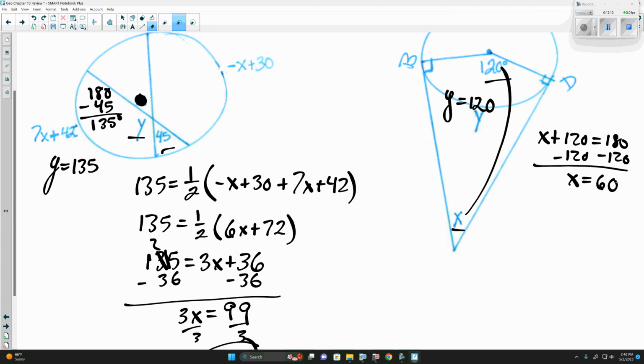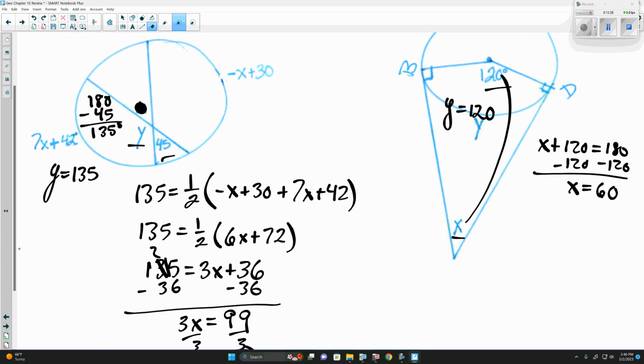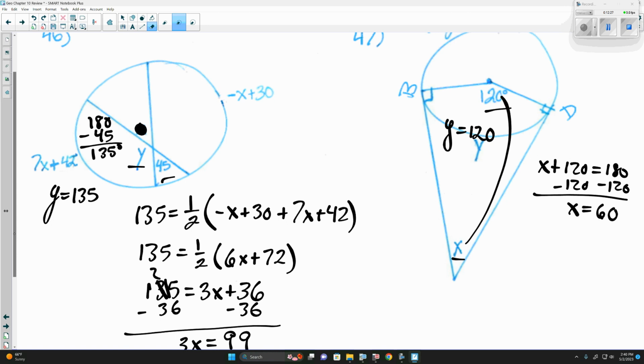Because they're both right angles that equal 90. Can't we do 180 plus 120 to get 300? Yeah, because again, it's a four-sided figure, and the sum of the interior angles of a four-sided figure has to equal 360. Questions on any of this here? Yes.